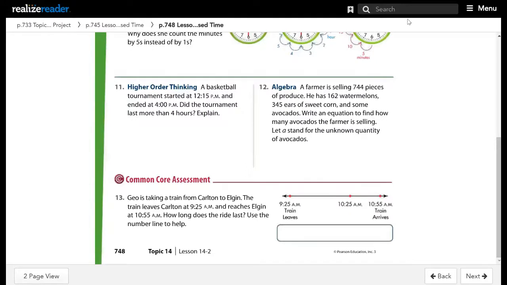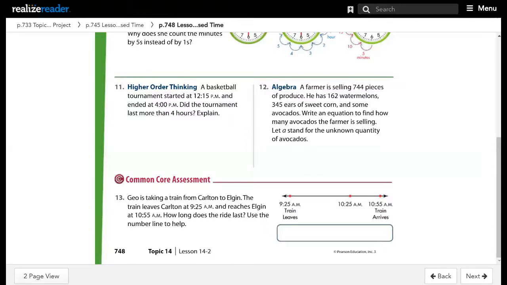Question number 13. Gio is taking a train from Carlton to Elgin. The train leaves Carlton at 9:25 a.m. and reaches Elgin at 10:55 a.m. How long does the ride last? Use the number line to help. This is the number line as shown on the picture.